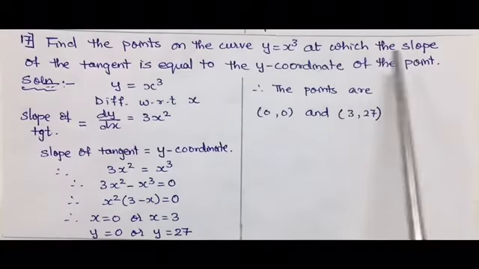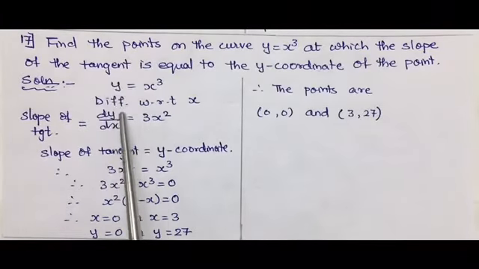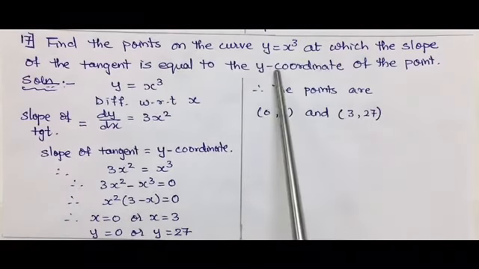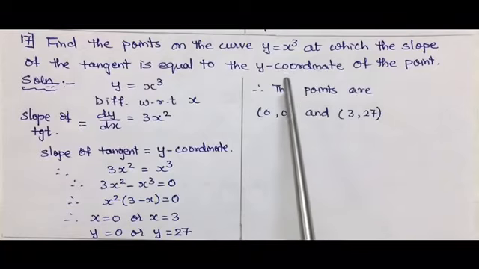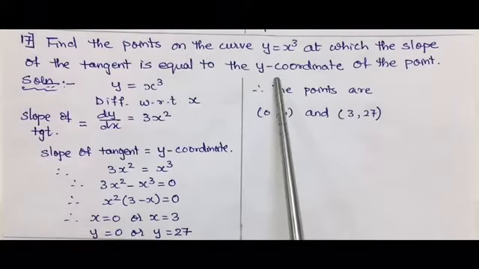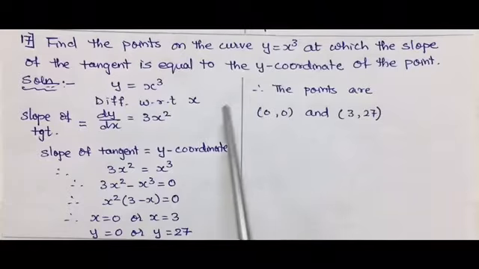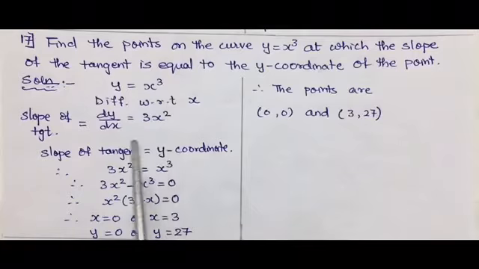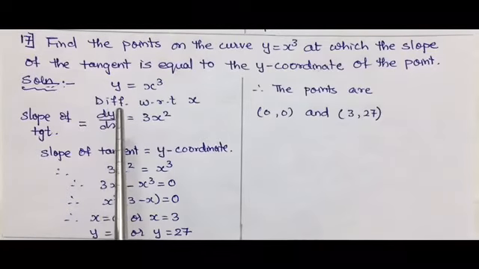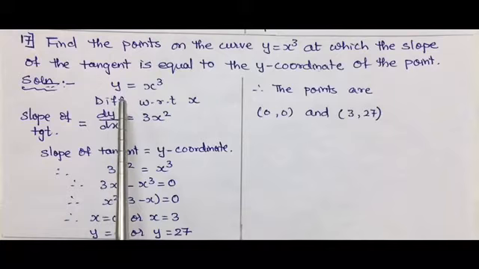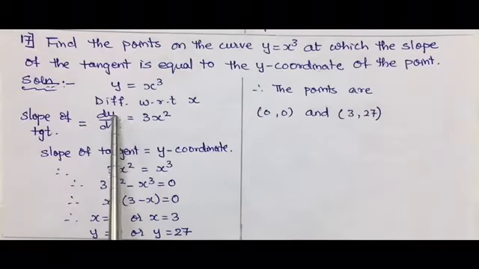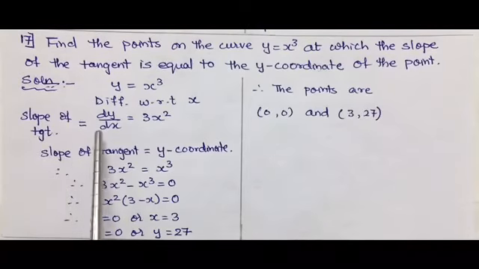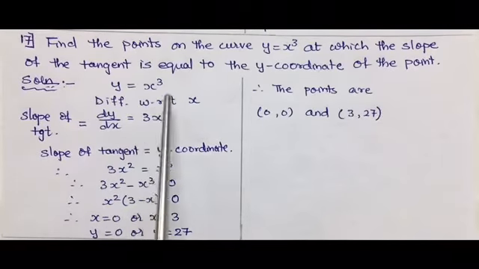Now the slope of the tangent, we always take it as dy by dx, and this dy by dx is equal to the y coordinate. As we don't know the y coordinate, we will take it directly as y, and y is given as x cube. Now for the slope, we will differentiate the equation of the curve with respect to x. So the slope of the tangent becomes dy by dx equal to 3x square.